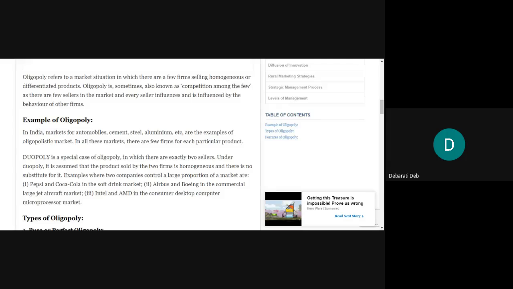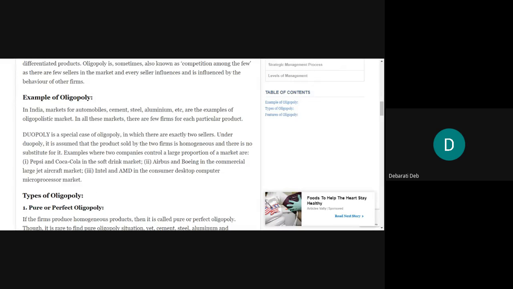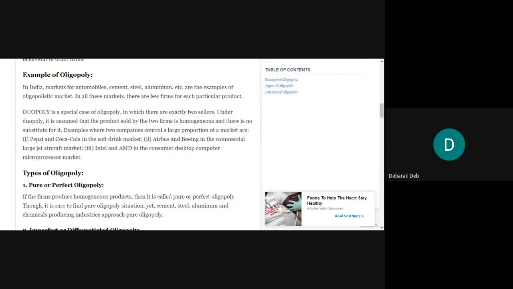Another special case of oligopoly is known as duopoly, the one which you can see right now on your screen. Duopoly is a special case of oligopoly when there are exactly two sellers. Pepsi and Coca-Cola, I will not say this is a very valid example because these days other firms have also revived. Then you can take an example like Airbus and Boeing. The Android and Apple example can also fit in duopoly, when exactly two sellers are there in the market for a particular type of product, which can be rare but can be found also.